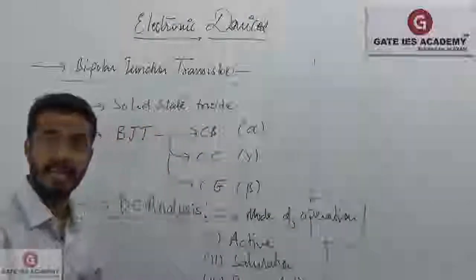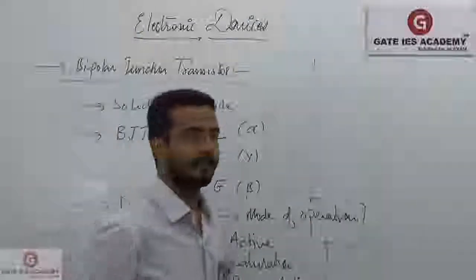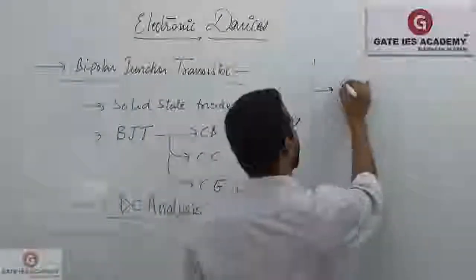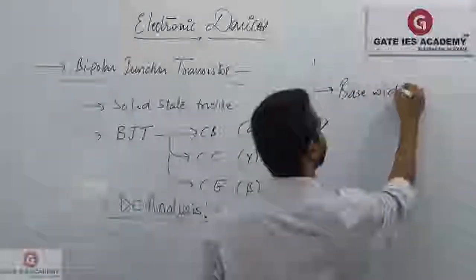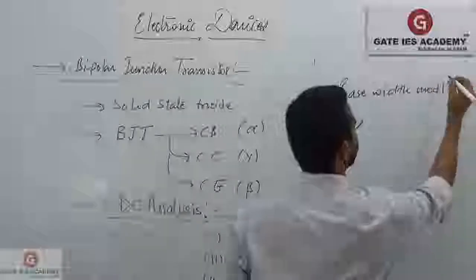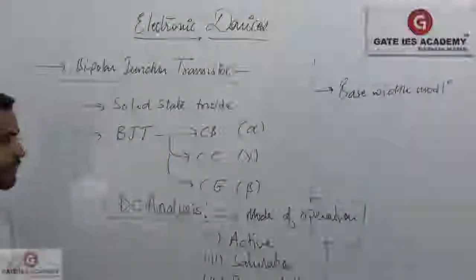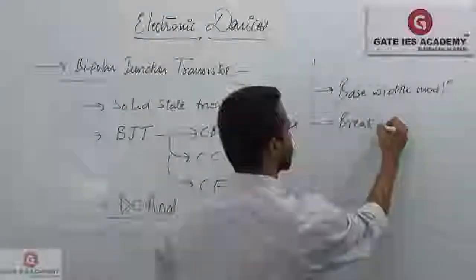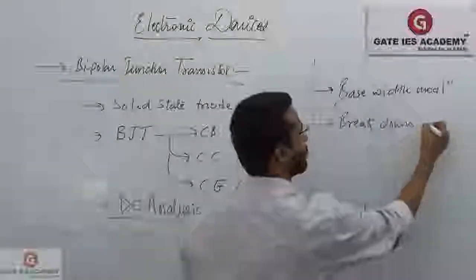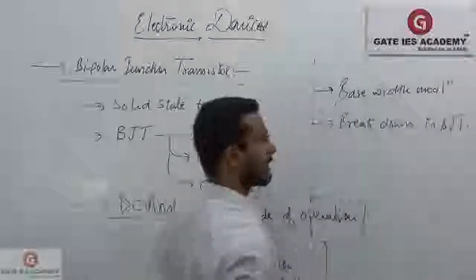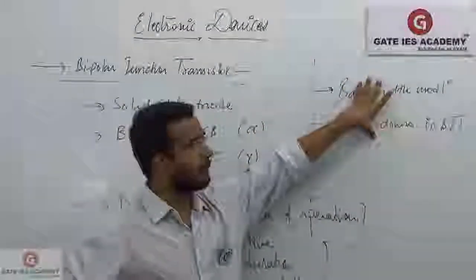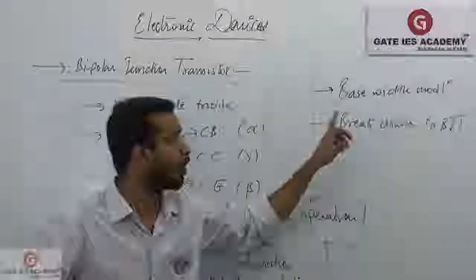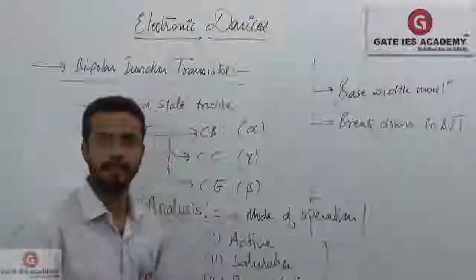So up to now you will discuss the DC analysis, and after that we will see not the entire part of the analysis in the AC. Only one part I will see here: what will happen if some change occurs in the system, and that is known as the base width modulation. Base width modulation is my point of interest over here, and after that the breakdowns in BJT. These are the two practical appearances in the BJT. What will happen if you apply a huge voltage in the reverse side, or what will happen if some change occurs in the system.